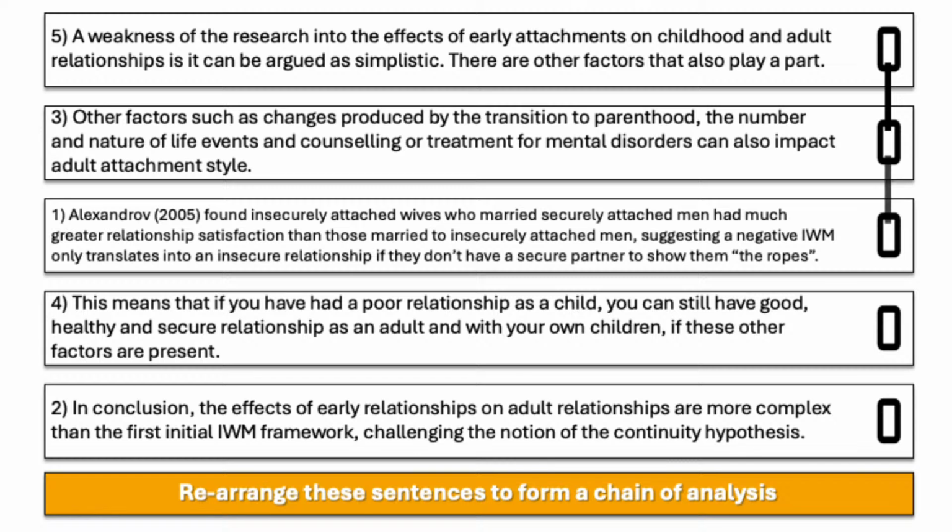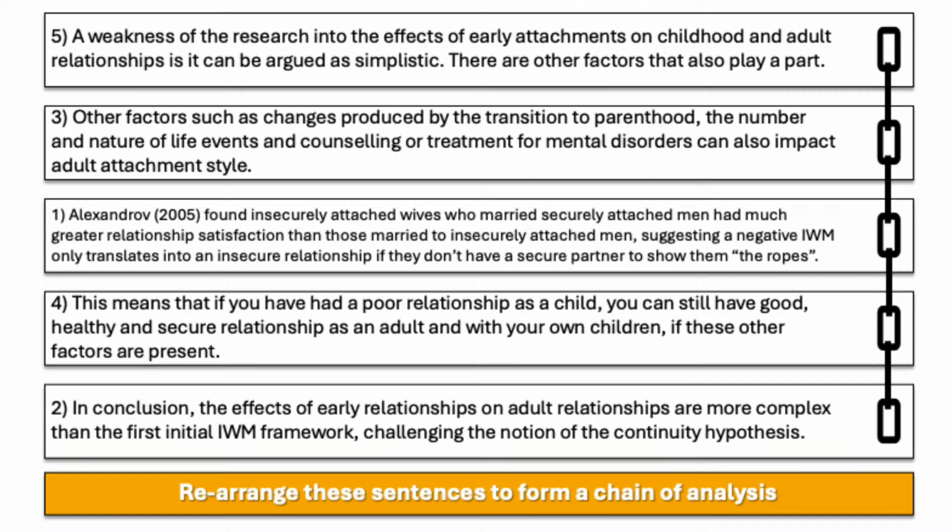We've obviously got our opening statement here. We're saying to the examiner, I'm now evaluating. So we're saying a weakness. A weakness of the research into the effects of early attachments on childhood and adult relationships is, it can be argued, to be simplistic. There are other factors that also play a part. So let's elaborate on that. What are the other factors? This is why 3 comes next.